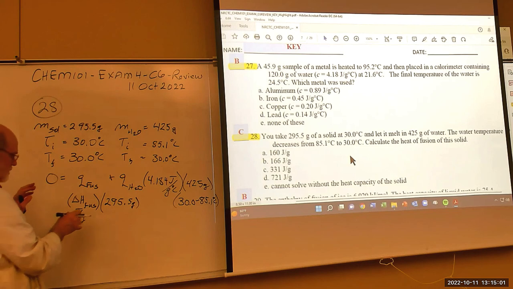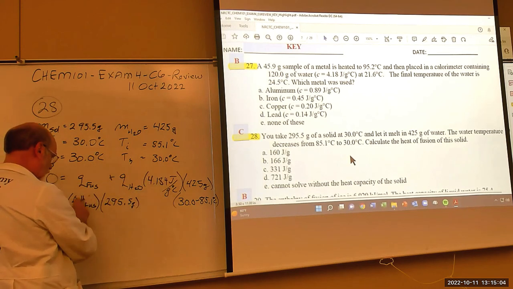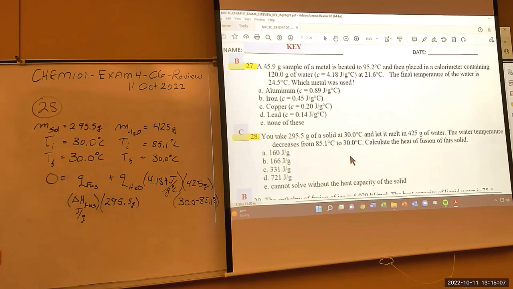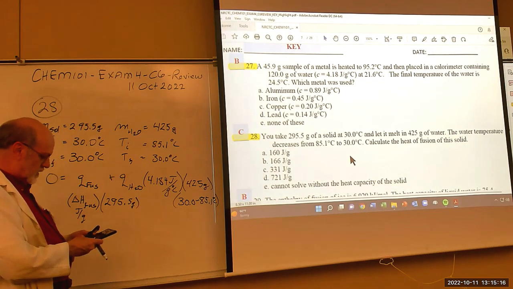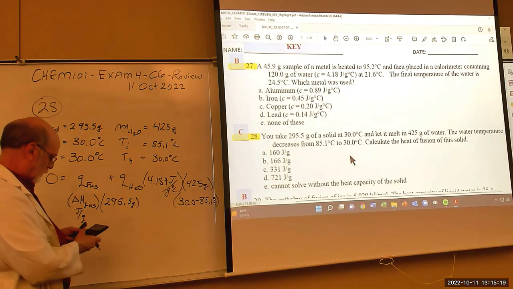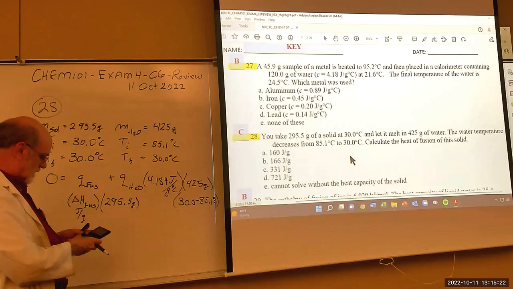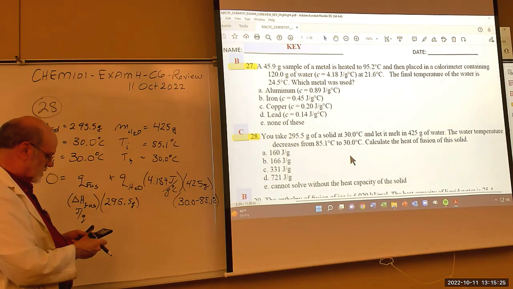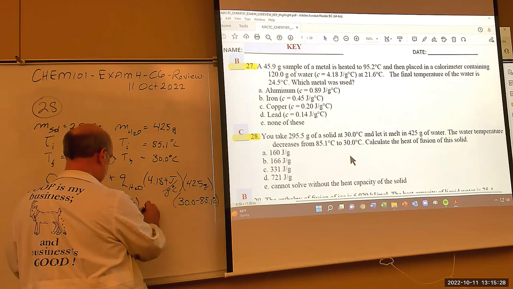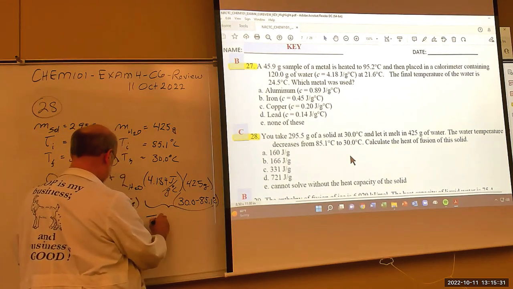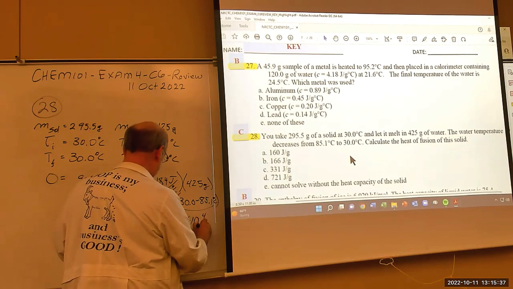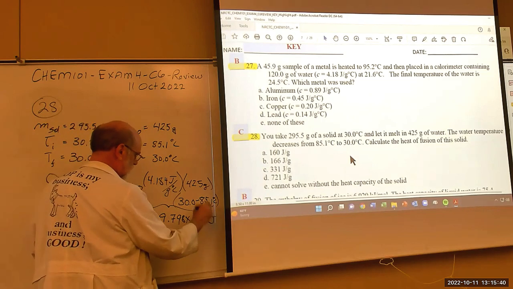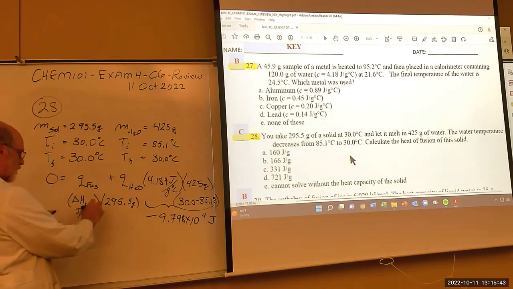So now we have a formula, an equation in one unknown. So let's do that water part first. And it's going to come out negative. Right? 30 minus 85.1 times 425 times 4.184. So this part over here is minus 9.798 times 10 to the fourth what? Joules.